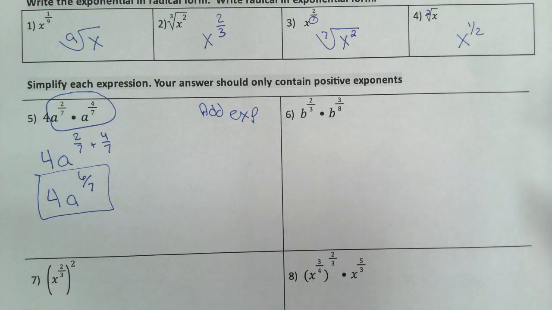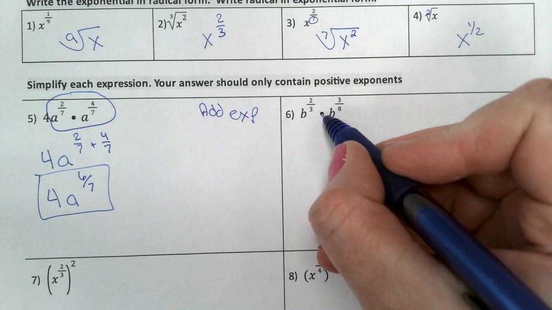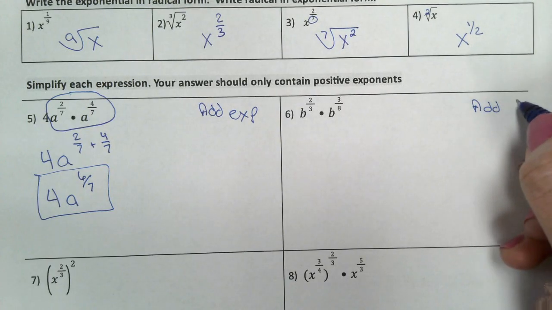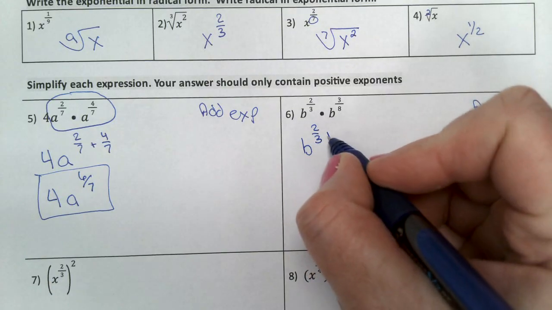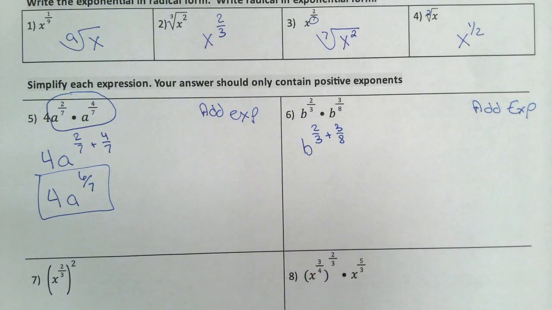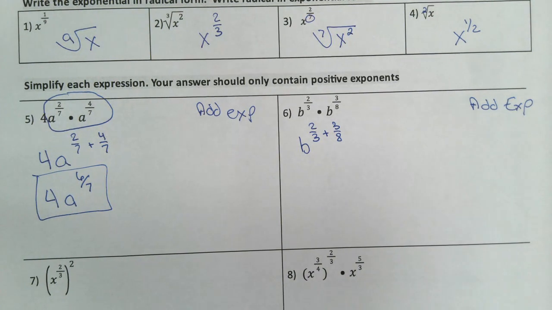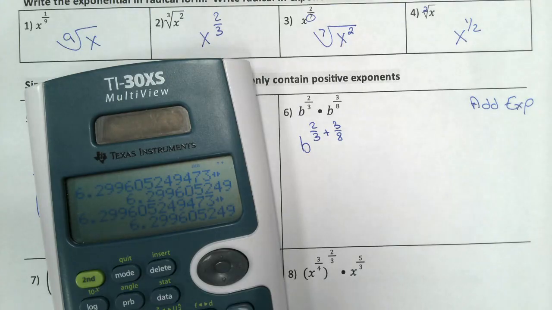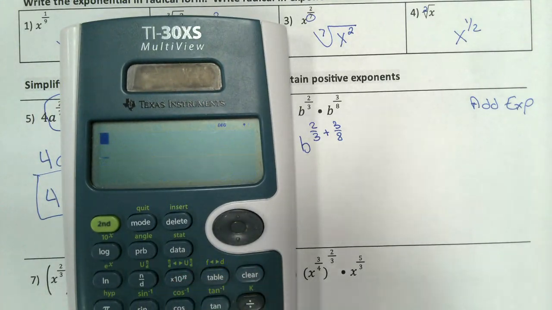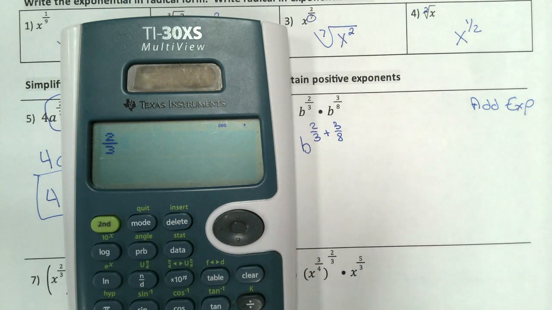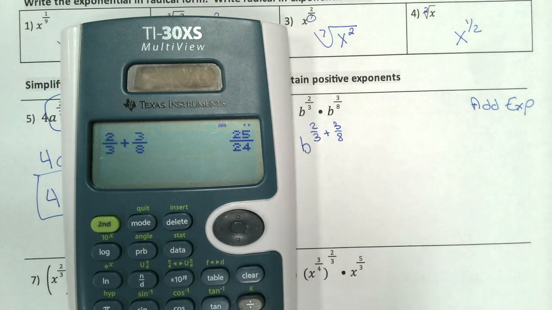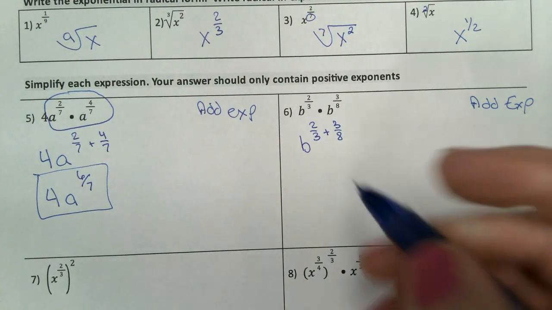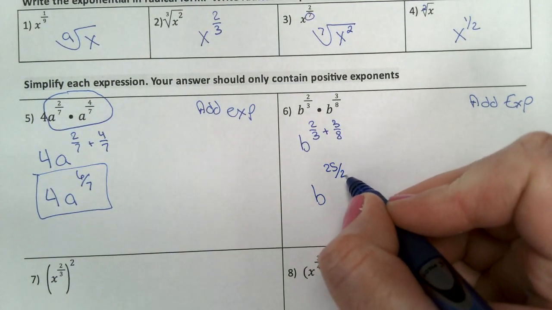On this one, I do not have a common denominator, but when you multiply, you add your exponents together. So I have b to the 2/3 plus 3/8. You could get a common denominator, but we generally just use a calculator around here. So if you have this calculator, this one has a fraction button, so you would go 2/3, arrow over, plus 3/8, and that would give you 25/24. So this is b to the 25/24.